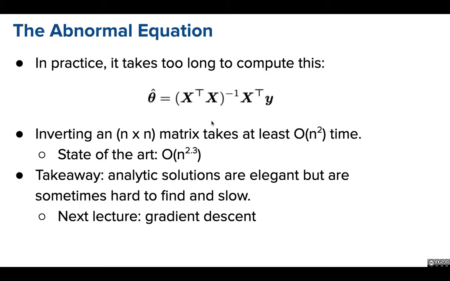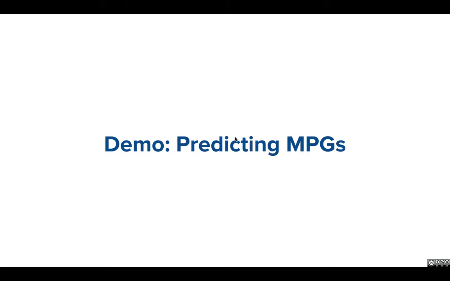So basically, you never want to do this, because it takes too long. Instead, we'll talk about gradient descent next lecture, which doesn't use this analytic solution, but approximates the solution in a much faster way. For small data sets, I would say anything under 1,000,000 points, you can probably use this and get the answer that way. So I'm going to show you a demo.